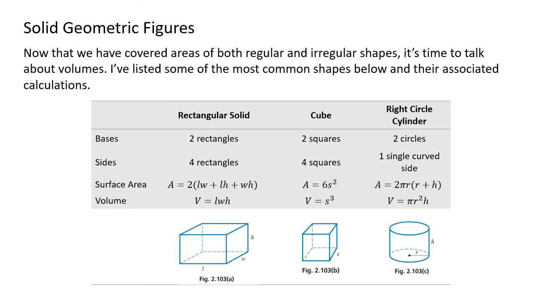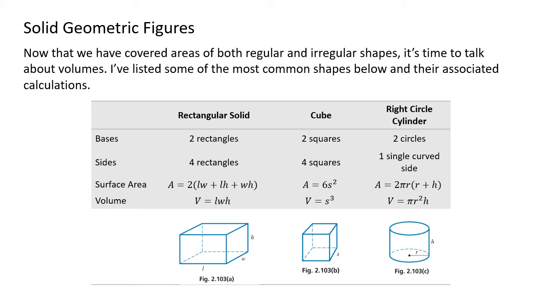So now that we've talked about areas of common shapes, we've talked about measurement of irregular areas. What we just talked about was the trapezoid and Simpson's rule. Now we're going to talk about solid geometric figures. In other words, finding the volume of some common shapes.